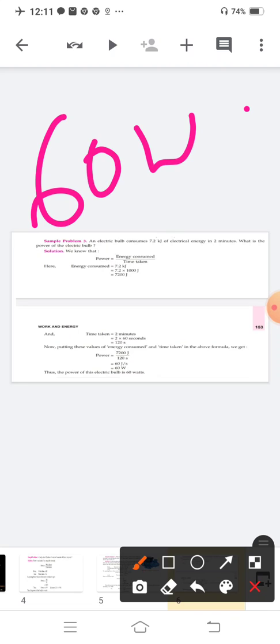Here neither power nor work is given to you. Here power and work done are given in the form of energy consumed. The energy consumed is given in kilojoule, so first you will convert this kilojoule into joule, and 1 kilojoule is equal to 1000 joule. So you will convert this 7.2 kilojoule into joules. And here time is also given in minutes, so you will first convert these minutes into seconds. Clear?